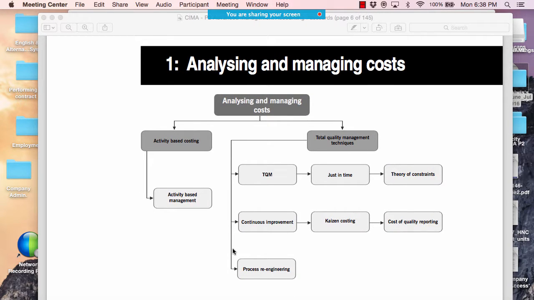Basically, you're looking at TQM, just in time, theory of constraints. These are the key things that you're looking at, kind of theories. And then for good measure, of course, they'll put ABC. And we've also got continuous improvement, Kaizen, cost of quality reporting.